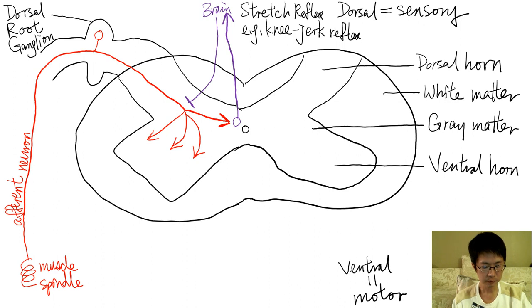We have an excitatory interneuron here, and then we have an inhibitory interneuron here. Then you may ask, Professor, what about the middle one? The middle one, we have no interneuron. This one goes to the extensor. What is an extensor? For example, your quadricep.